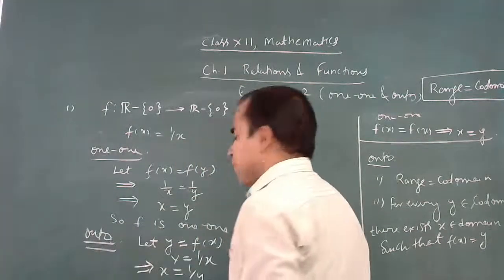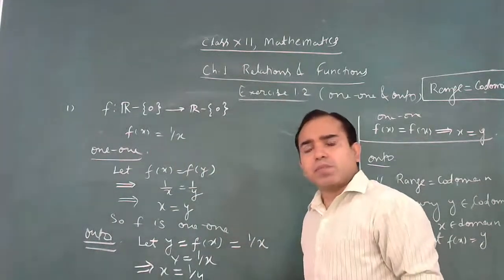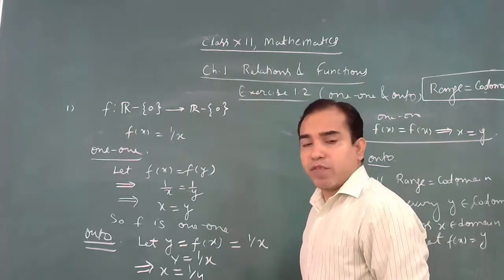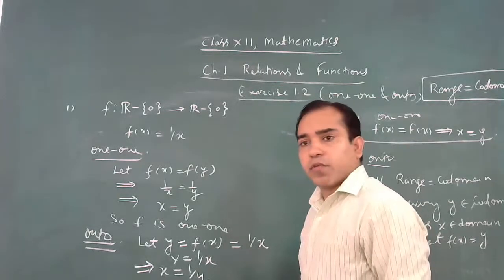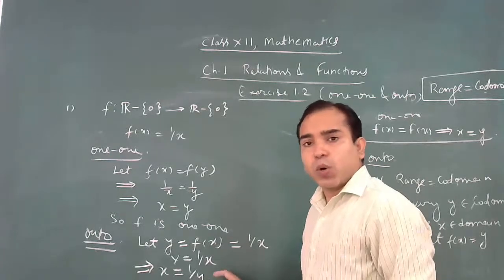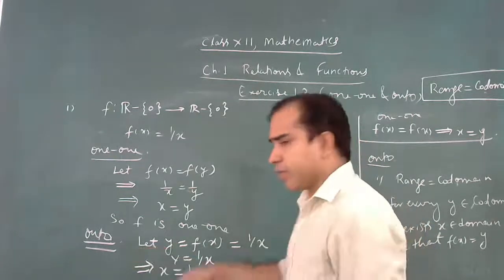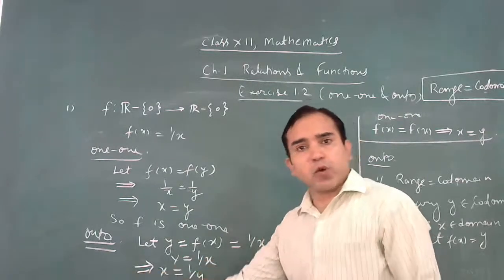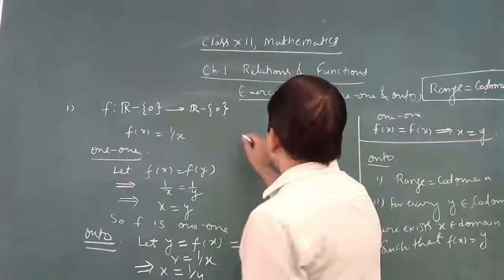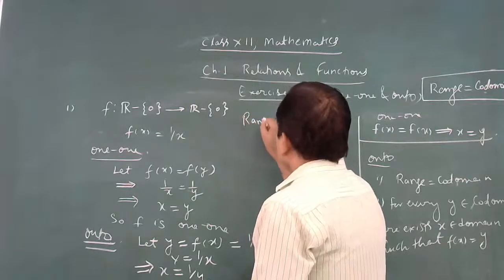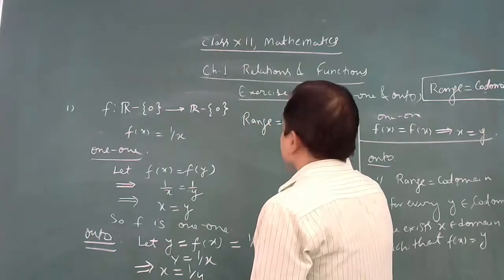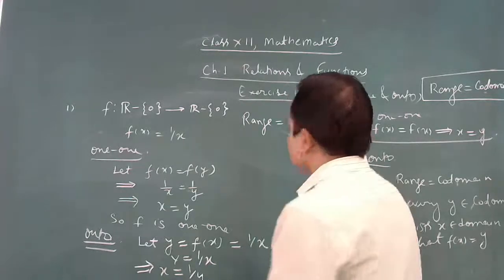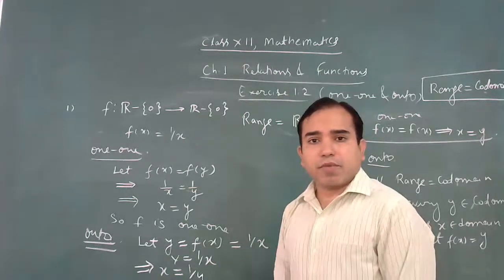Means you find out for what values of y x will be a real number. x will be a real number for every value of y except one. You know which value of y will not be allowed here? Because y is in the denominator, y cannot be 0. Rest of all values of y can be taken here, and x in that respect will be real only. So finally the range, you can take all real numbers, but 0 is not allowed. This is the range. Right?